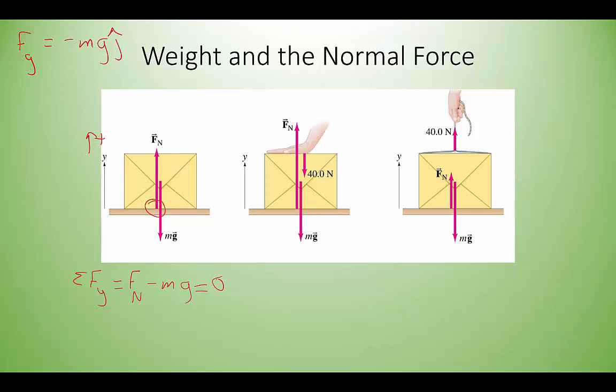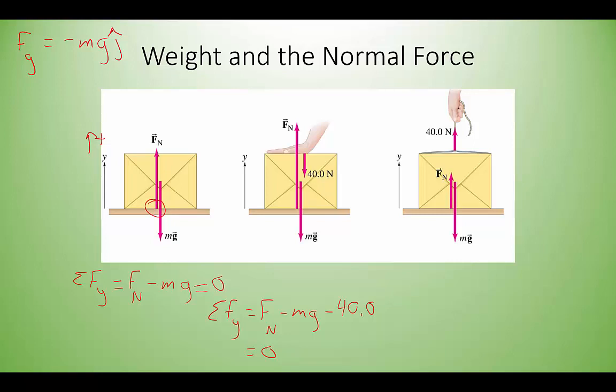Now, in the second picture, we have someone pushing down on the box with a force of 40 newtons, and notice that the normal force has gotten larger because, again, this box is not moving. So for the sum of the forces in the y direction, we are going to have the normal force, and it is going to have to counterbalance not just the weight, but also our 40 newtons, and this is still going to have to equal 0.